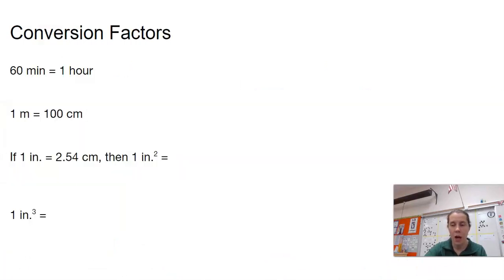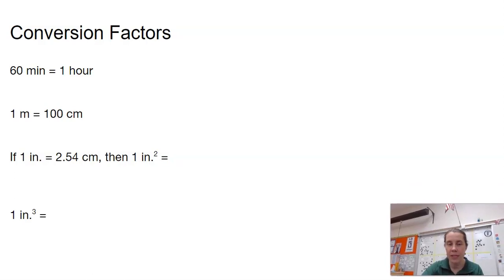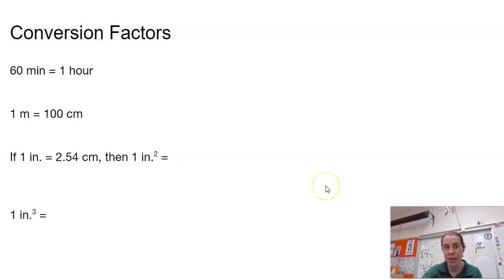So now, let's do a couple of examples of conversions. We are going to use a technique called dimensional analysis, but in order to do that, we need conversion factors. Conversion factors are just two equal quantities that we put in a fraction. Since 60 minutes is equal to 1 hour, or 1 hour is equal to 60 minutes, that fraction is equal to 1.